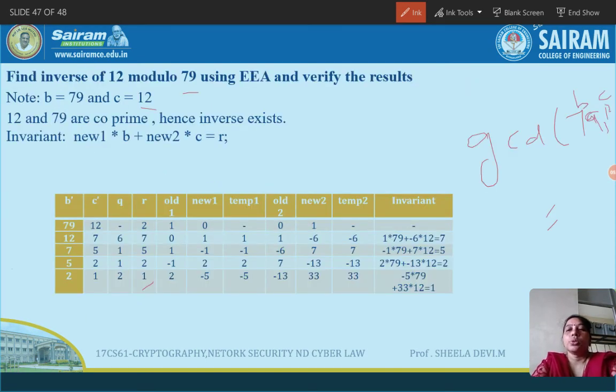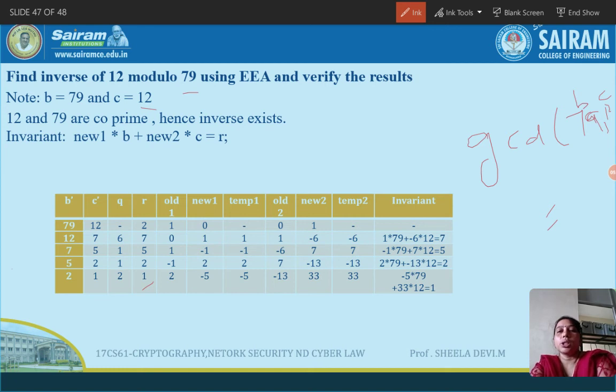So as we said, now we have to assume b dash is equal to b. So what is the b value? That is 79. C dash is equal to c, we said, so it is 12, and r is equal to 2, which we also assumed, as said in the algorithm. These are all assumed values from the algorithm. The same thing we have copied into the tabular column.